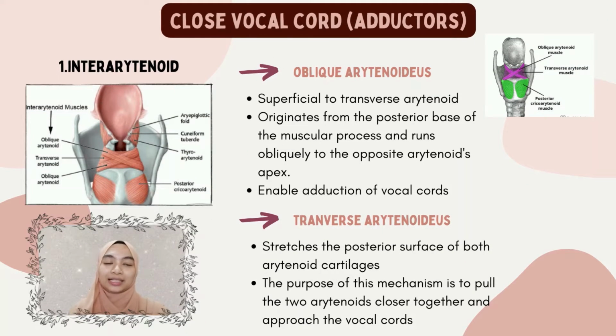Interarytenoid and lateral cricoarytenoid are the two types of adductors of the larynx. Interarytenoid is divided into two muscles, which are oblique arytenoid and transverse arytenoid. Oblique arytenoid is superficial to transverse arytenoid. It originates from the posterior base of the muscular process and runs obliquely to the opposite arytenoid's apex. It also enables adduction of the vocal cords. The transverse arytenoid stretches across the posterior surface of both arytenoid cartilages. The purpose of this mechanism is to pull the two arytenoids closer together and approximate the vocal cords.